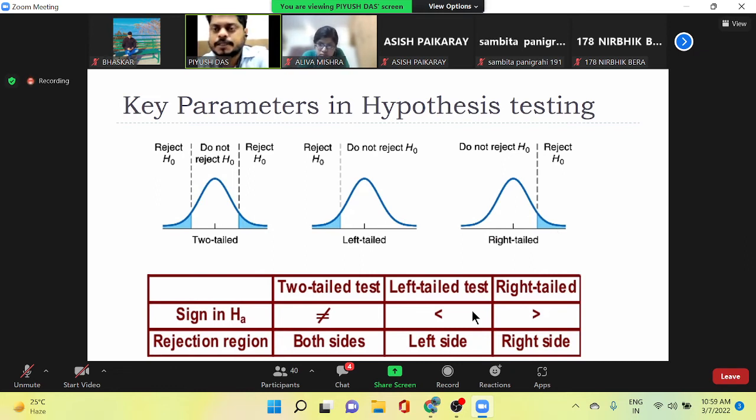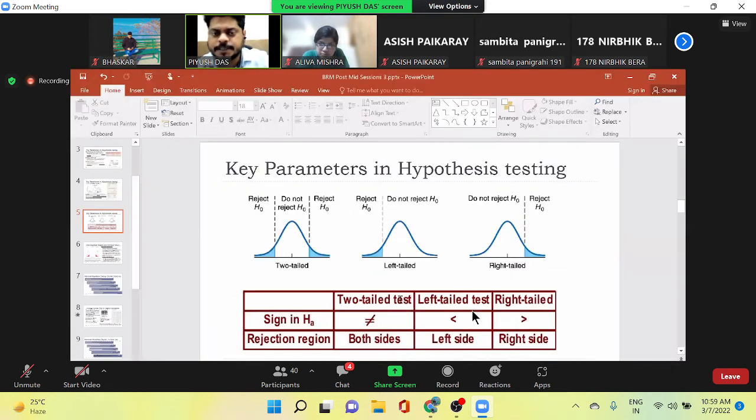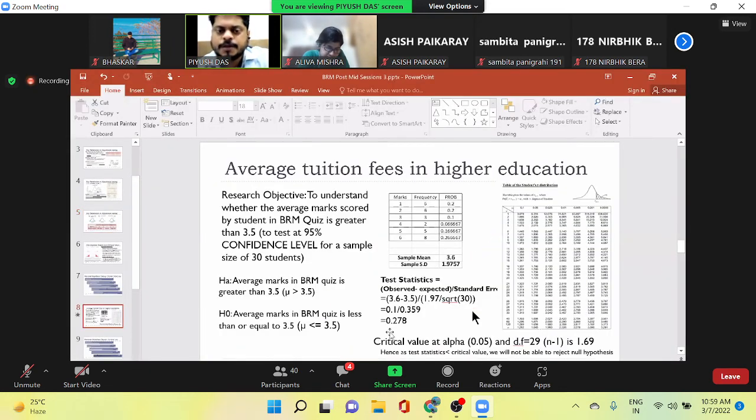So rather than 3.6, let's say I would have got 5.6, right? Then what would have happened? If I go back to the formula, 5.6 minus 3.5, that is 2.1. 2.1 divided by 0.359. What would have been the answer?